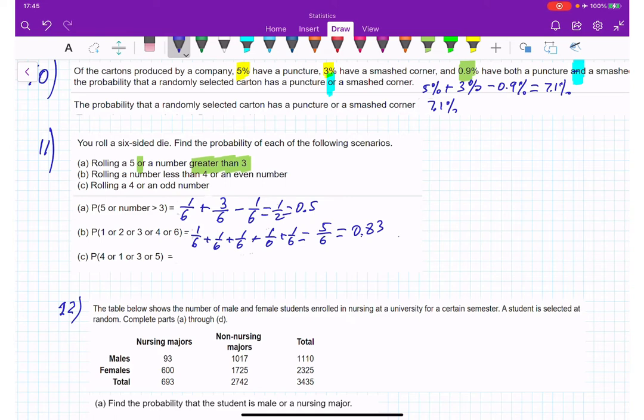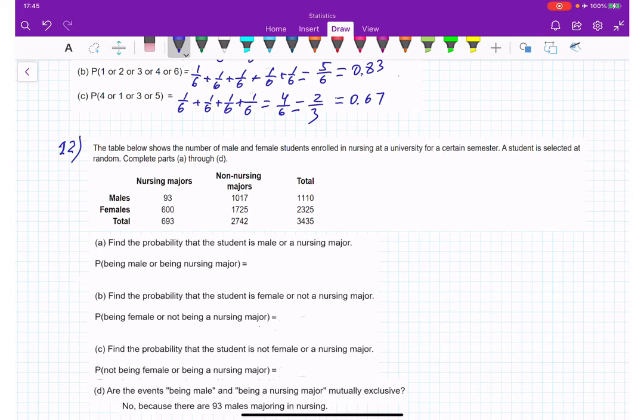Now, probability of 4 or 1 or 3 or 5. So it's going to be 4 times, right? 1 over 6 plus 1 over 6 plus 1 over 6 plus 1 over 6. Why? Because each one of them is 1 time, right? There's 1 times 4, 1 times 1, 1 times 3, 1 times 5. So each one of them is 1 over 6. The result is 4 over 6, or 2 over 3, which is 0.67 or 67%.